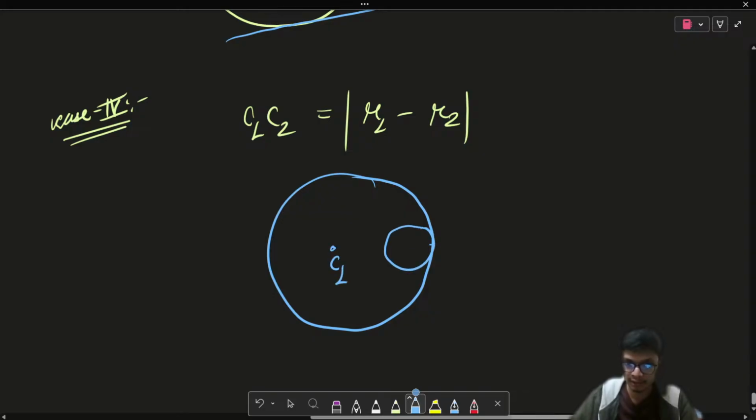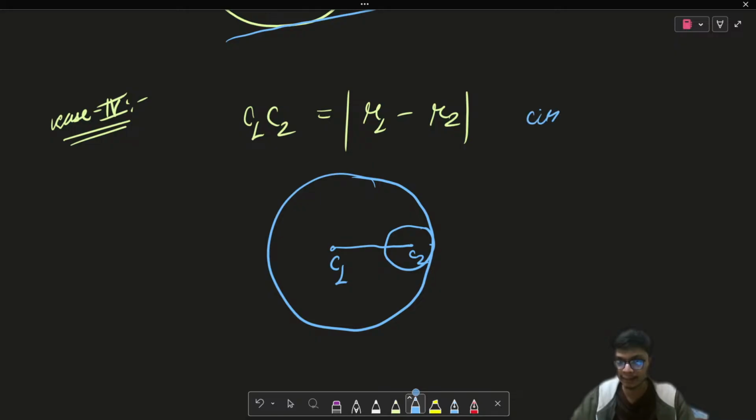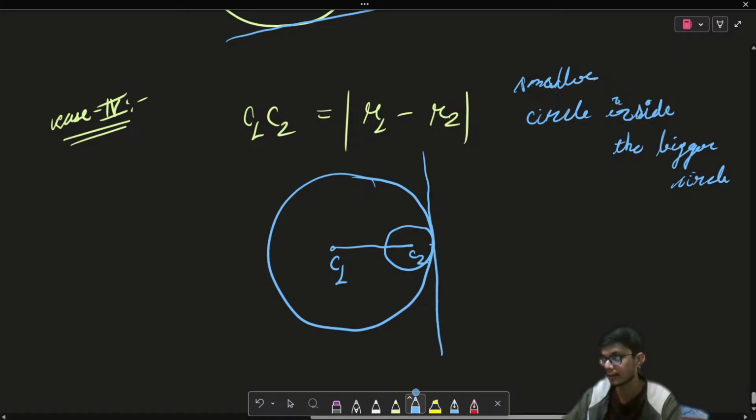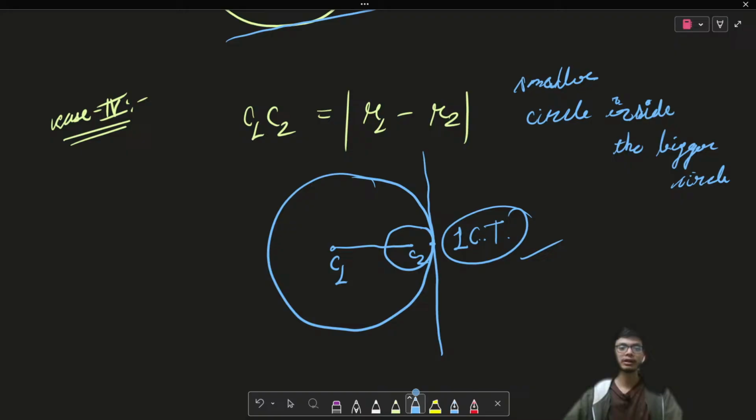Let us say this is my C1 and this is C2. So in this case, C1C2 is equal to R1 minus R2, right? This is the case when the smaller circle lies inside the bigger circle, which is what I'm writing over here. In this case, you will have only one common tangent, and that is the tangent at the point of contact.